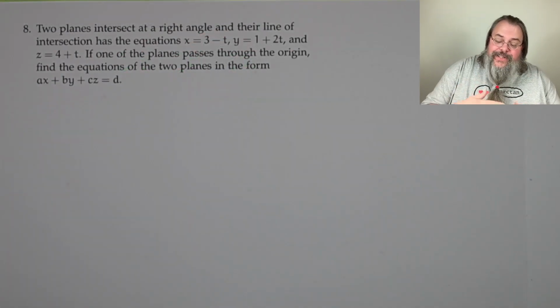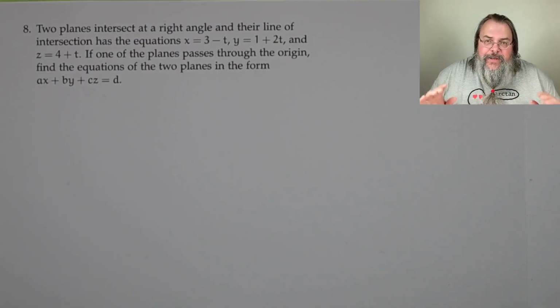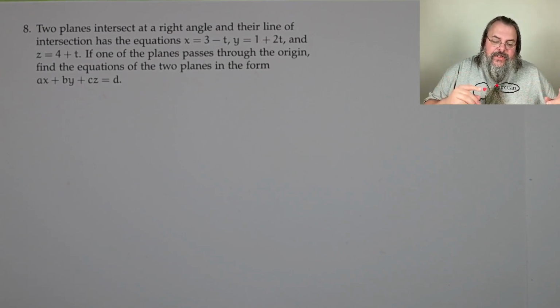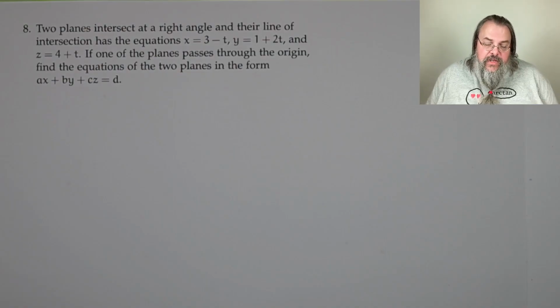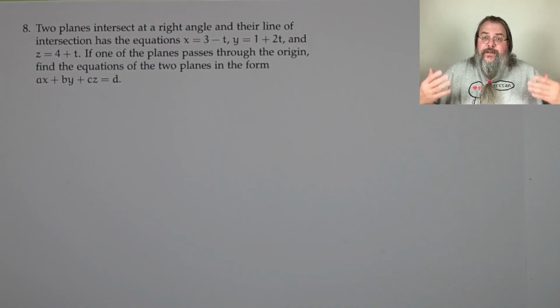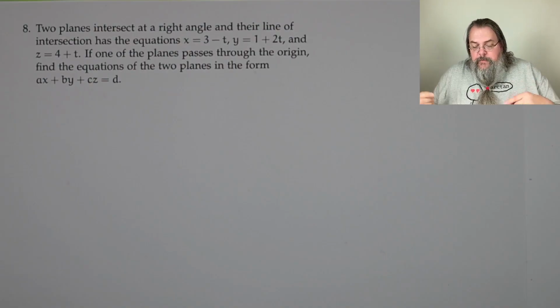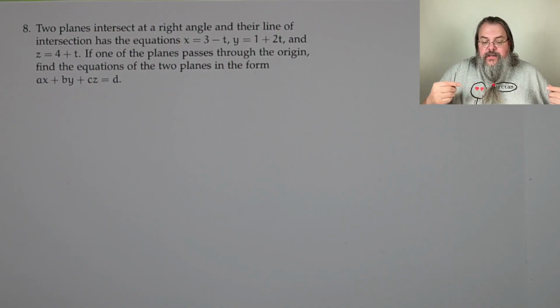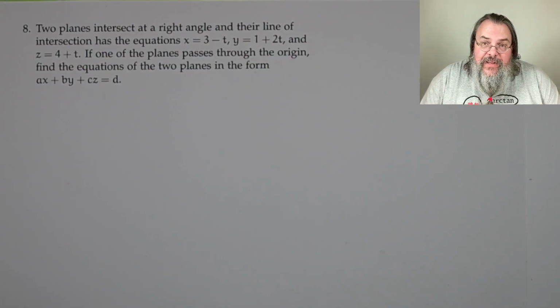2 planes intersect at a right angle. Well, that's good. I'd be worried if they had intersected at a wrong angle. Oh, wait, no. That means they're perpendicular. Okay, we'll get to what that means. And their line of intersection has the equations x equals 3 minus t, y equals 1 plus 2t, and z equals 4 plus t. Okay, so they gave us the parametric form for the line of intersection. That's good. If one of the planes passes through the origin, find the equations of both the planes. And we have to write our answers in the form ax plus by plus cz equals d.